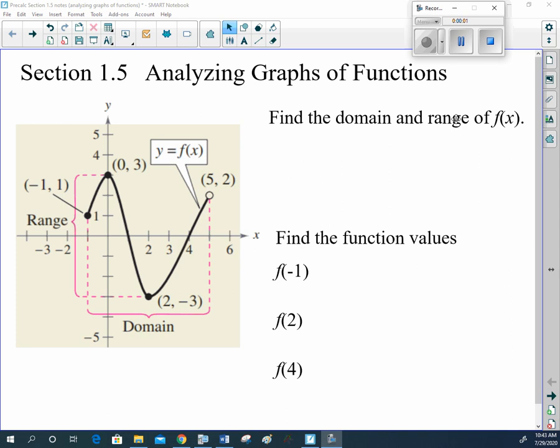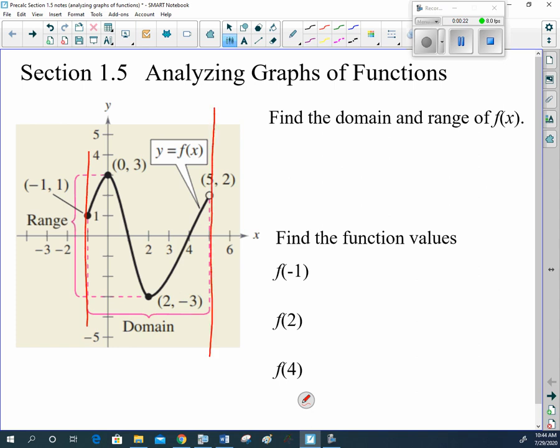Okay, section 1.5, we are just going to be analyzing the graphs of our functions, so just different things about our functions. So this first one, find the domain and range. Remember, domain is our left and right. So if we're looking at domain, we'd be looking from here to here. Domain is left to right. So the domain of this function would be from -1 to 5.